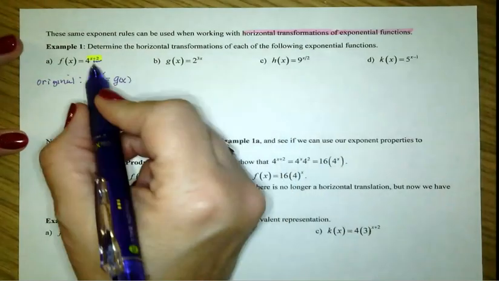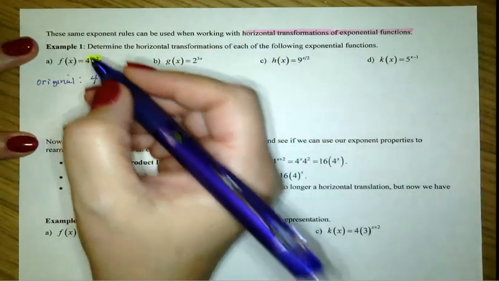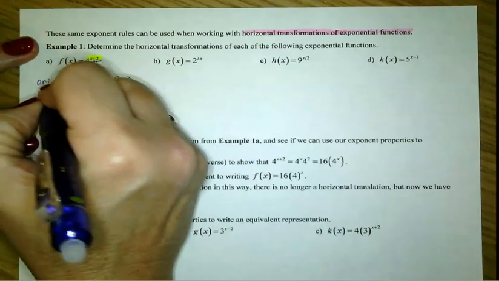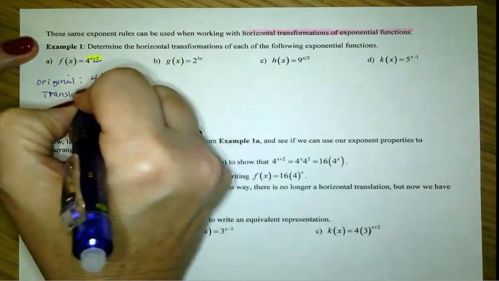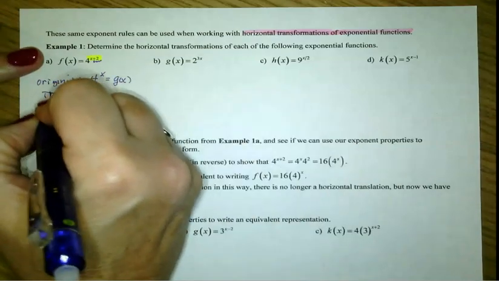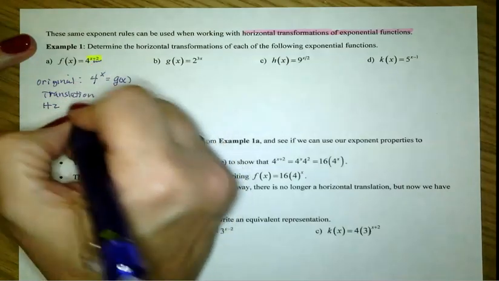So what was the transformation? What does that +2 mean happened? So it was a translation, and it was horizontal. And which way did we go? So it's +2 inside.